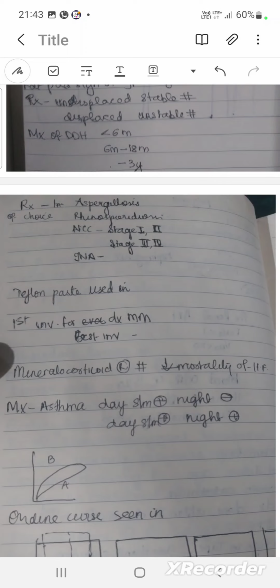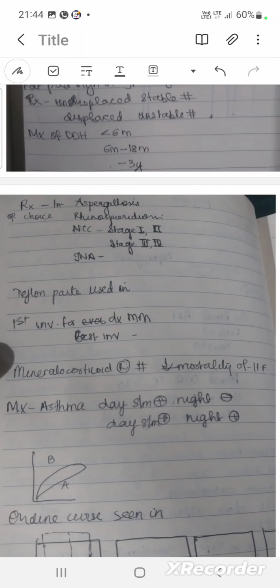So next, what is the treatment of choice in aspergillosis? Ultimately, you can do endoscopic excision surgery, FES. Rhinosporidiosis also is excision, surgery is the main treatment. But medical management you can definitely give in both. Aspergillosis, it's voriconazole. Rhinosporidiosis, dapsone.